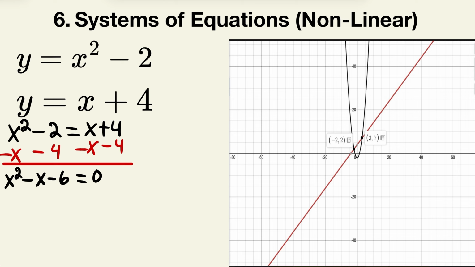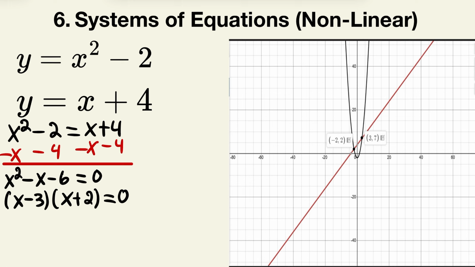Now, this is a quadratic equation, so I will factor. So I'm looking for two numbers that multiply to -6 and add to -1. Those numbers are -3 and +2. So I factor: x minus 3 times x plus 2 equals 0.